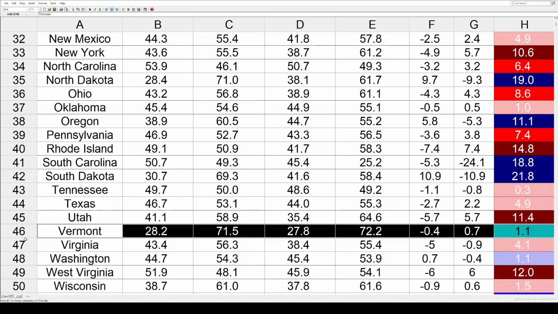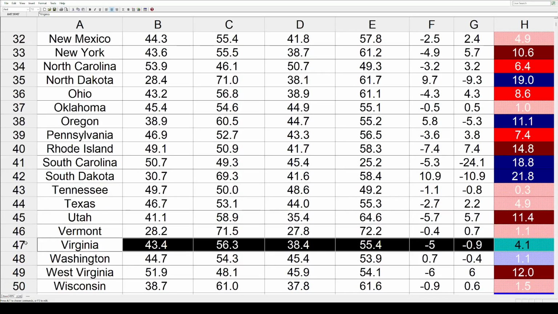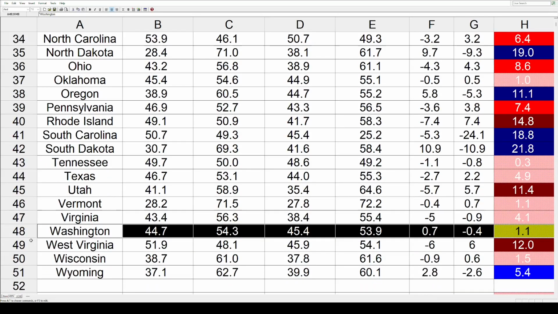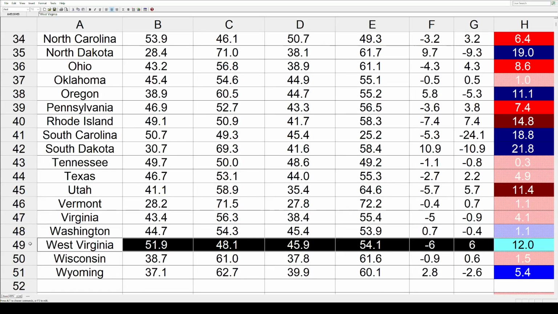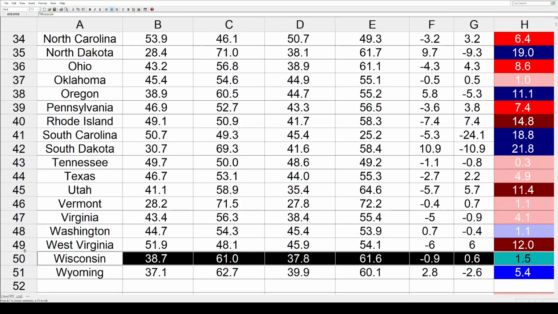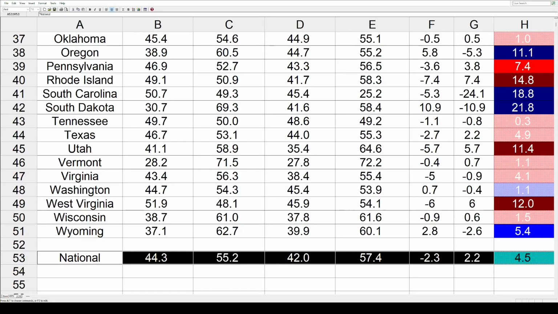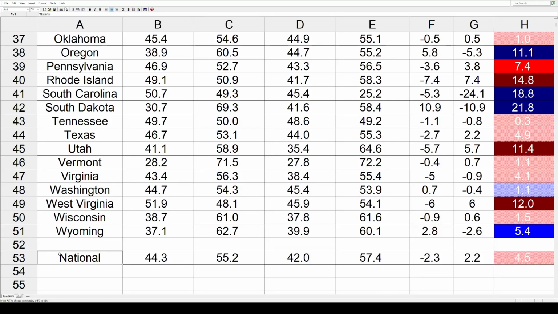Vermont, a milder red shift of 1.1. And in Virginia by 4.1. Washington went 1.1 toward the Democrats. Another big red shift in West Virginia by 12%, and a smaller one in Wisconsin by 1.5%. And the last state is Wyoming. That shifted 5.4 toward the Democrats. And there's your national shift, 4.5 points away from the Democrats and toward the Republicans. So there's all the states and all the shifts. And if you want to see all these shifts on a map, let's take a look at that.